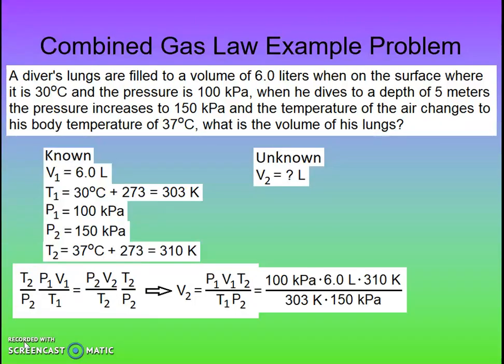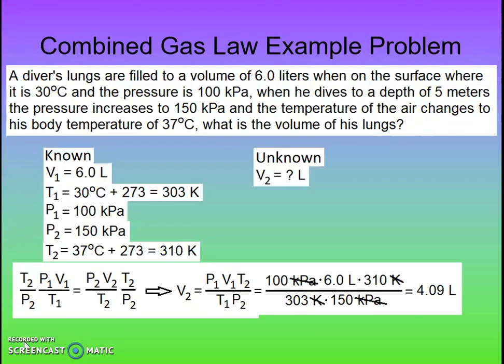And then I can plug in my variables: 100 kPa times 6 liters times 310 Kelvin divided by 303 Kelvin times 150 kPa. And then when I solve this out, Kelvin reduces out, kPa reduces out, leaving me with liters, and I find the new volume to be 400.09 liters.